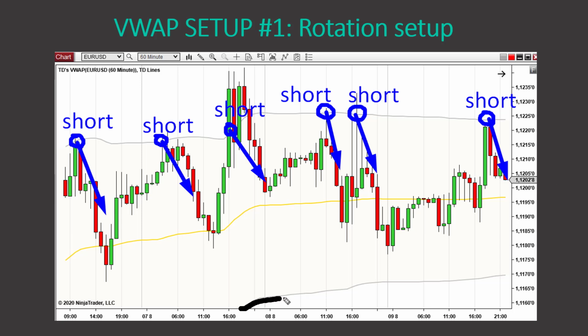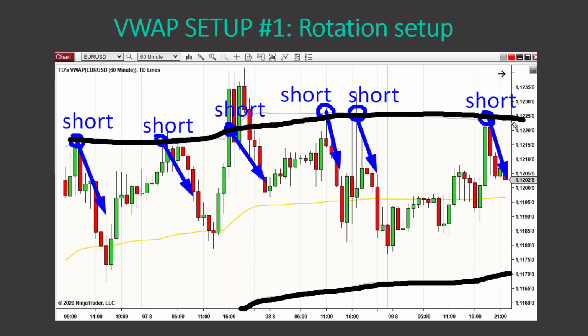Now, another example of this rotation setup. Let's first have a look at the first deviations, this one and this one. They are moving sideways, they are moving horizontally, which means that the market is calm and there is a rotation. So we can start looking for the rotation setup. This deviation line is a support. This one is a resistance. So whenever the price hits the resistance or the support, you can enter a trade.